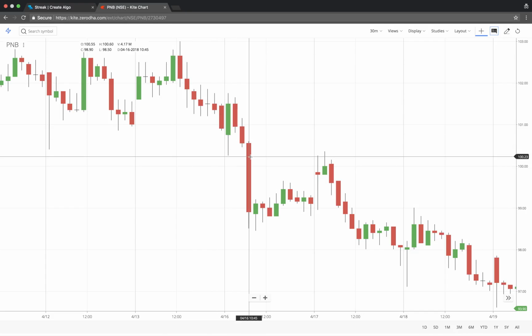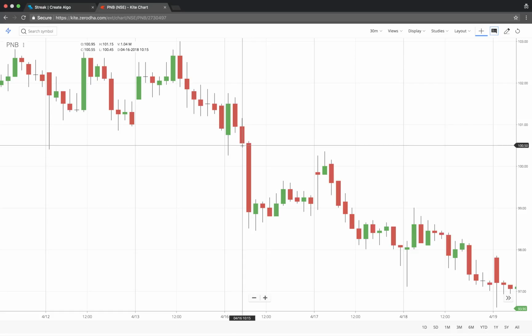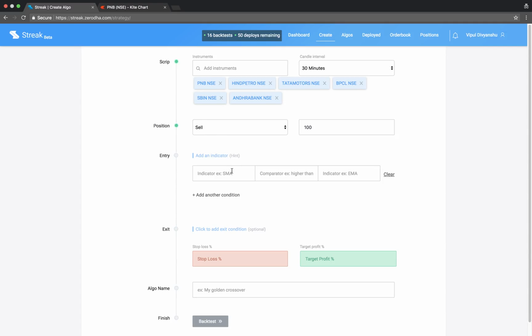We would like to sell when the open price of the current candle is lower than the previous low. Let's key in the entry condition. Open lower than previous low.